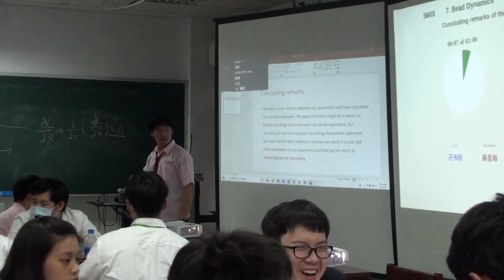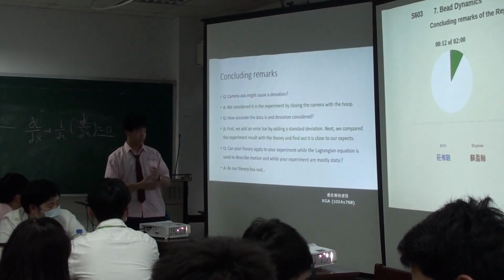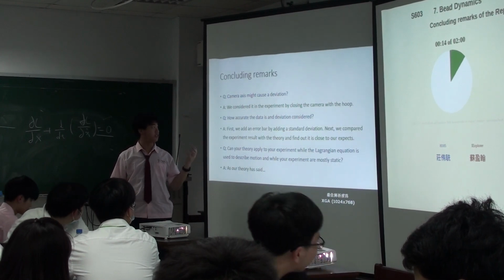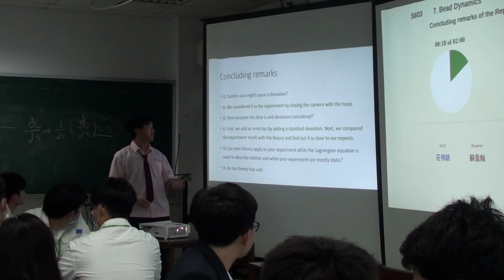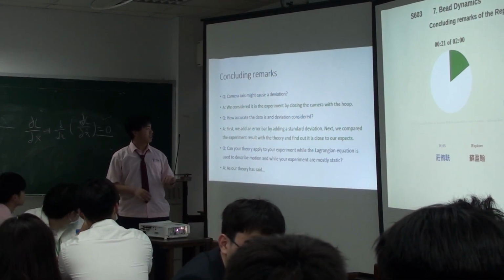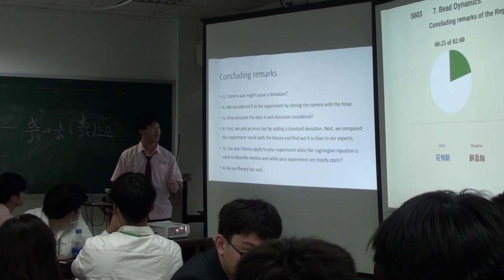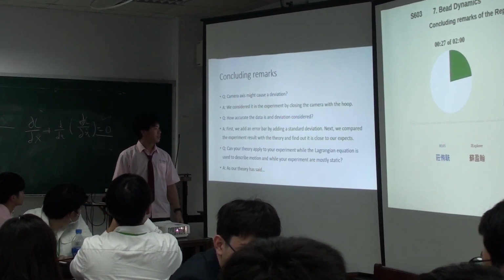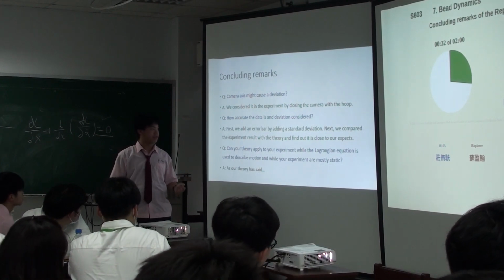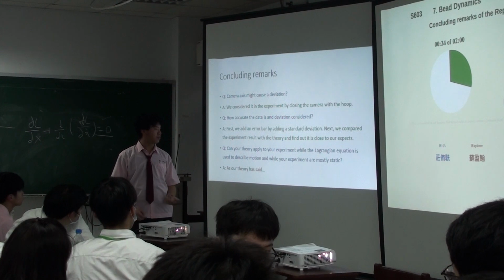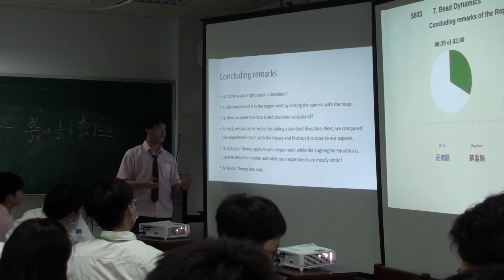Okay. So for my concluding points, and these are the questions we've been discussing with the opponent. As for the question about the camera, we can consider it in an experiment, and we can do it by placing the camera closer to the hoop. And for the acceleration data, we added an error bar by adding a standard deviation, and we compared the experiment result with the theory, finding it close to our expectations.